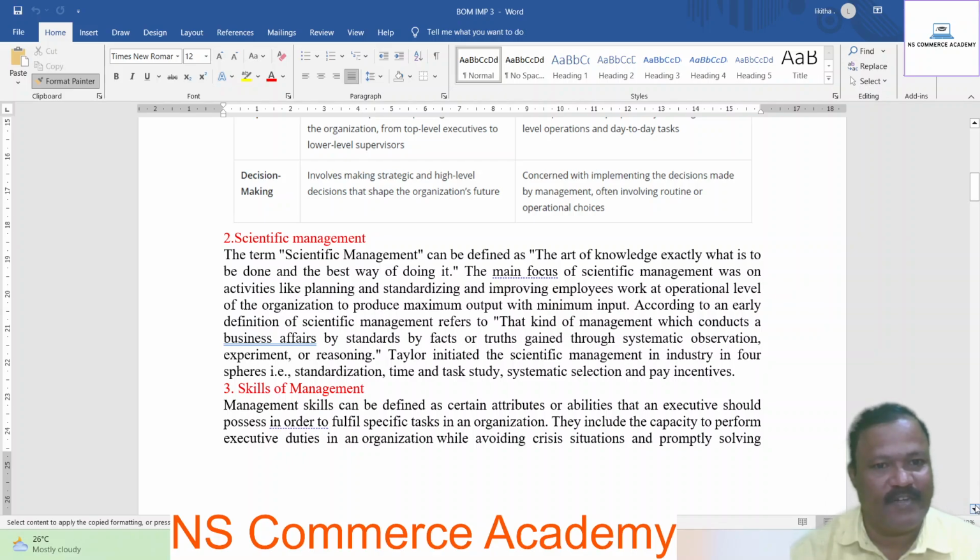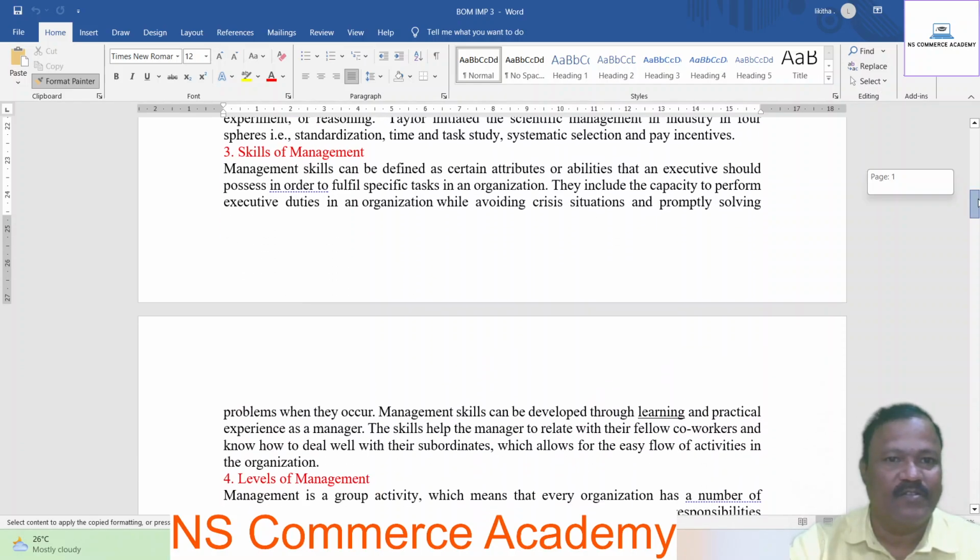According to an early definition, scientific management refers to that kind of management which conducts business affairs by standards established through systematic observation, experiments, or reasoning. Taylor initiated scientific management in industry in four spheres, that is standardization, time and task study, systematic selection, and pay incentives.